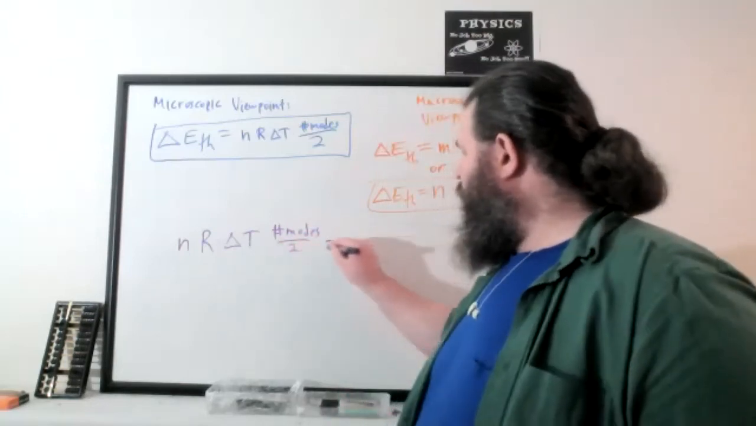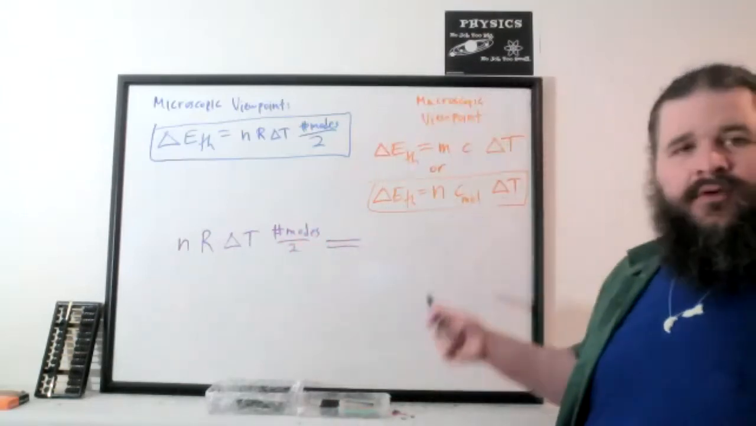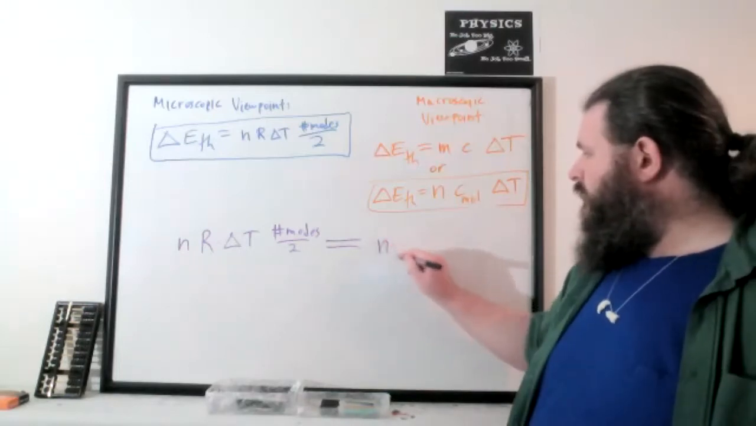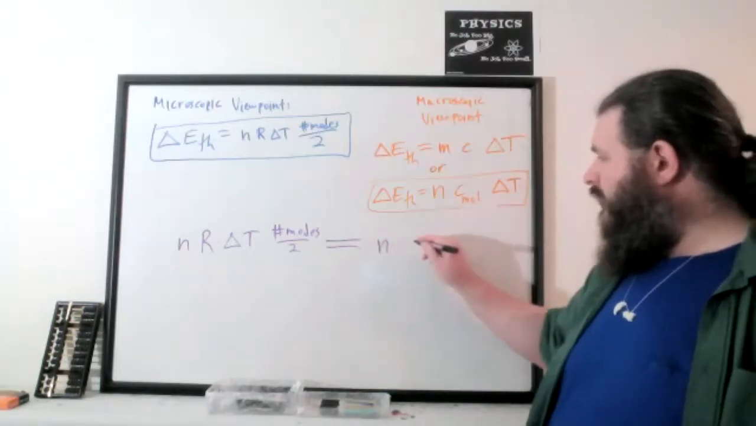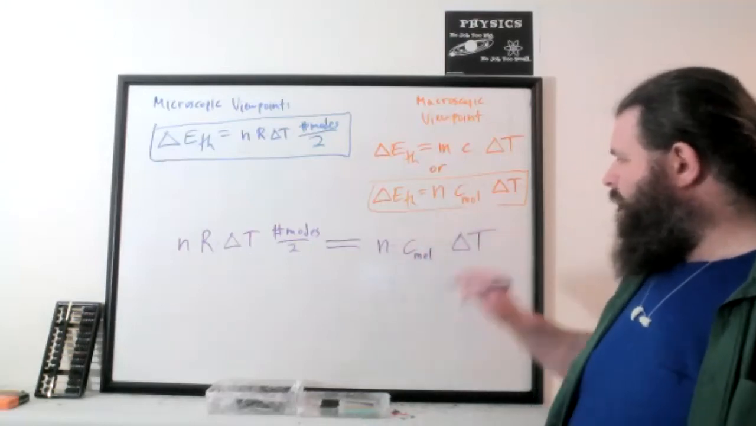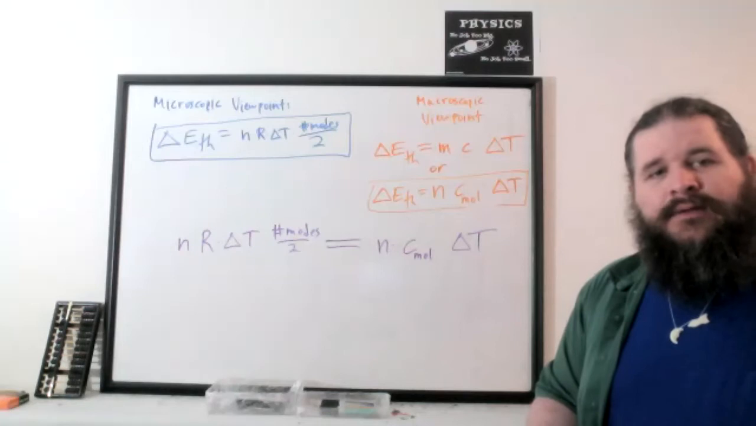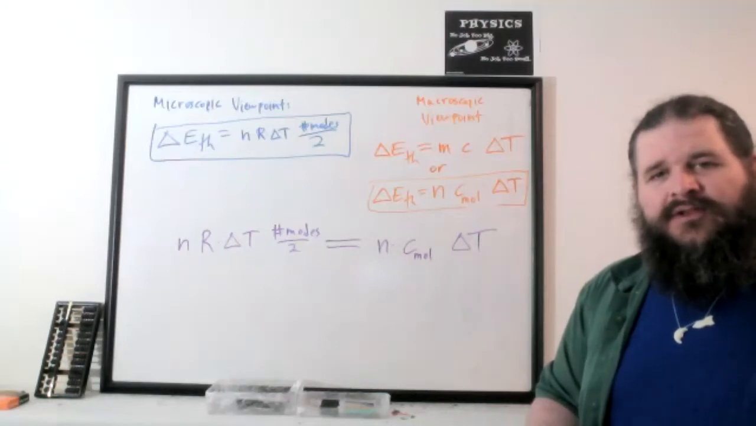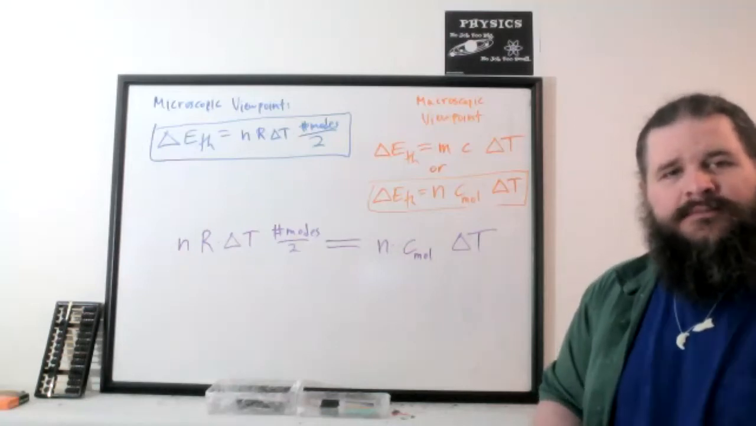and set that equal to the macroscopic formula, number of moles times this property we would just look up on a data table, times delta temperature. And now we can get even more information out of this, because what shows up on both sides of the equation here?